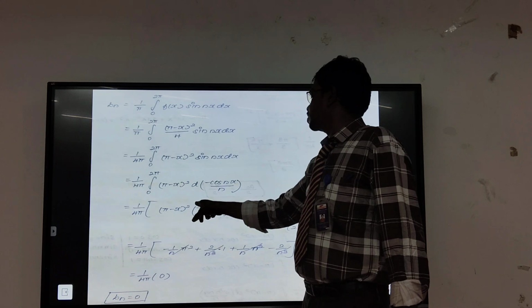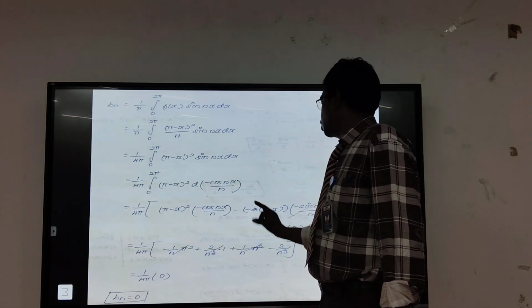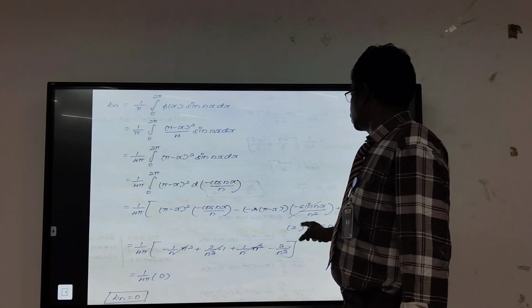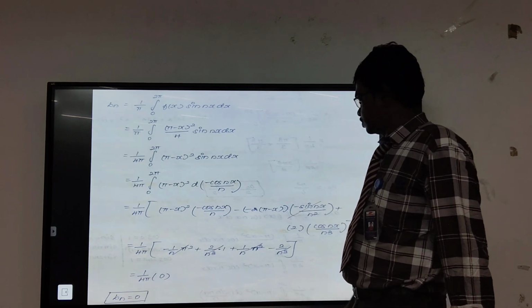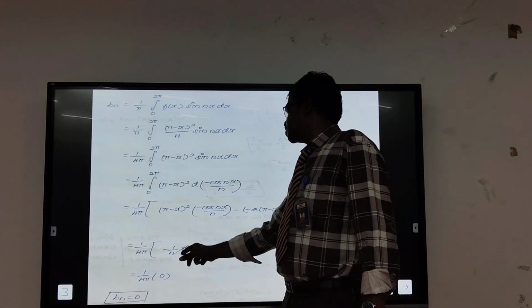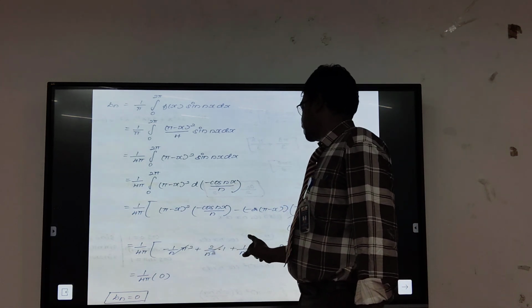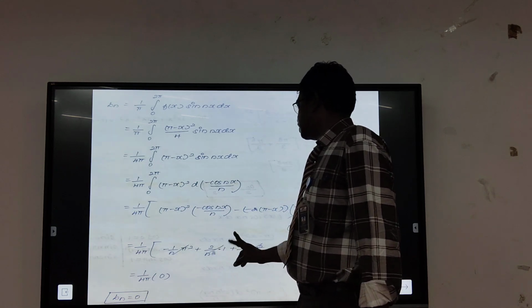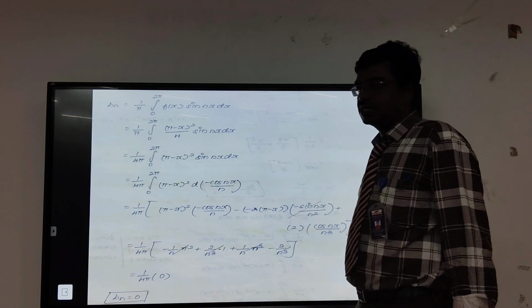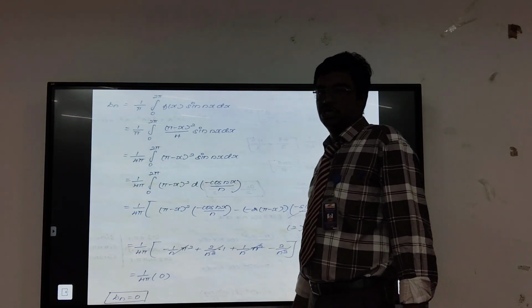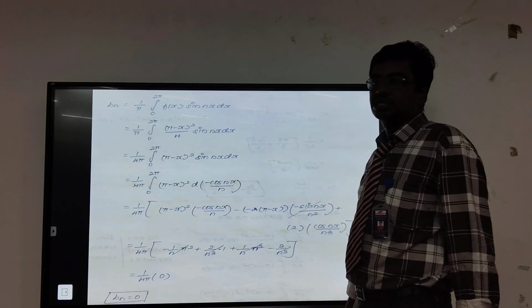Now using the lower limit 0: pi minus 0 whole square, minus cos 0 by n, we get 1 by n pi square. Substituting x is 0 here, 2 into 1 by n cube. Therefore all these terms are cancelled, because minus 1 by n pi square plus 1 by n pi square plus 2 by n cube minus 2 by n cube. So alternating plus and minus, we can cancel all terms. We get the value 0. 1 by 4 pi into 0 is 0. Therefore bn value is 0.